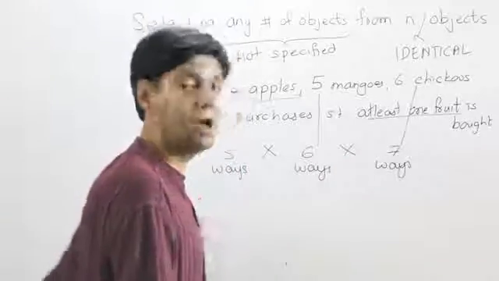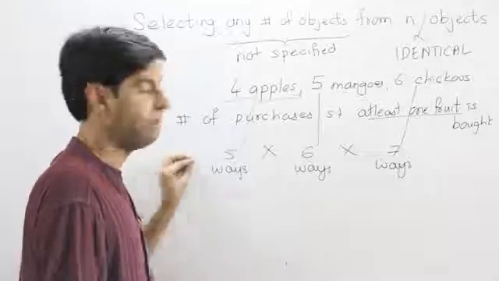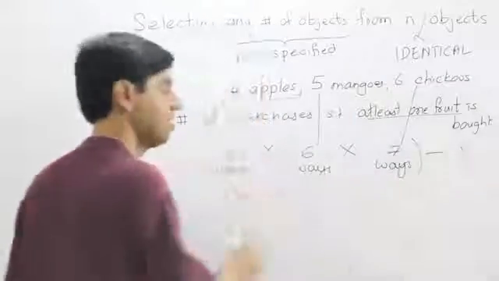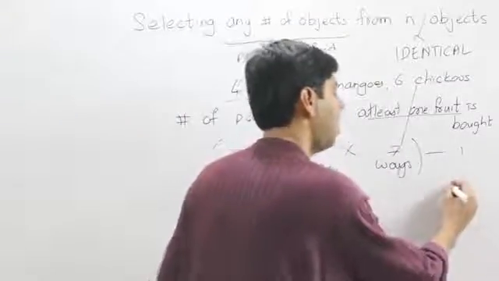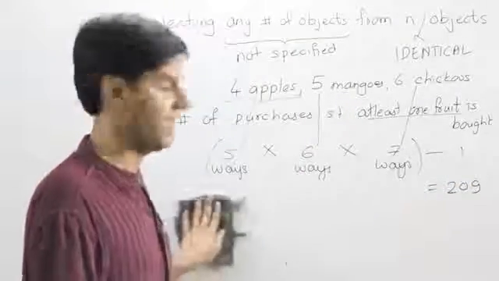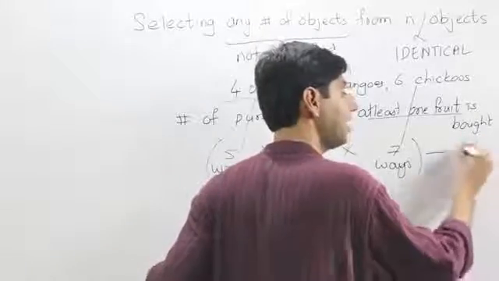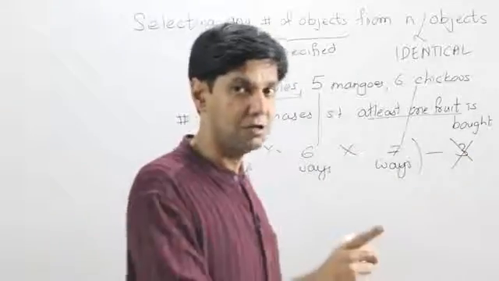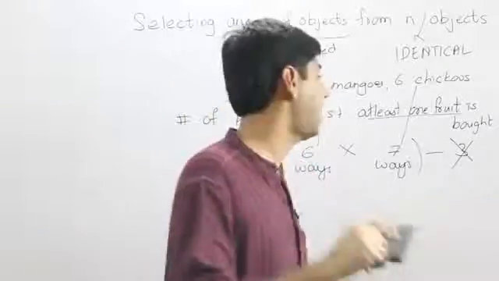However, when I multiply all 3 of them, one possibility comes in where I buy 0 apples, 0 mangoes, 0 chikus. So I would have to subtract that 1 possible way. So 5 times 6 is 30, 30 times 7 is 210, minus 1, 209 is the number of ways in which we could make this purchase. Quite a few people also erroneously say subtract 3, for 0 apples, 0 mangoes, 0 chikus. Not really. We are subtracting only 1 case of 0 apples, 0 mangoes and 0 chikus.